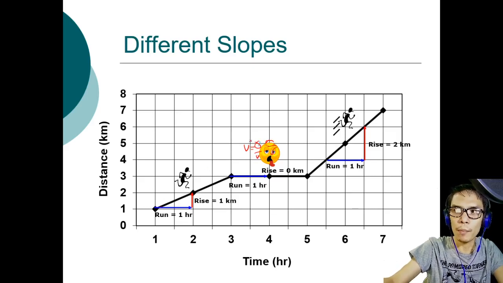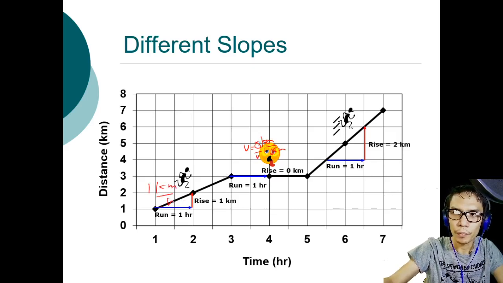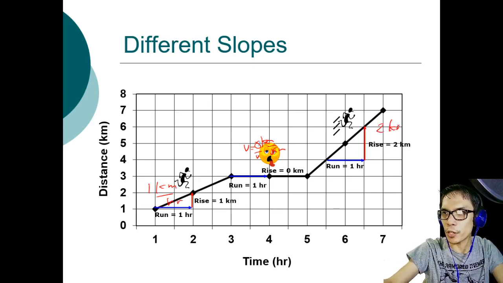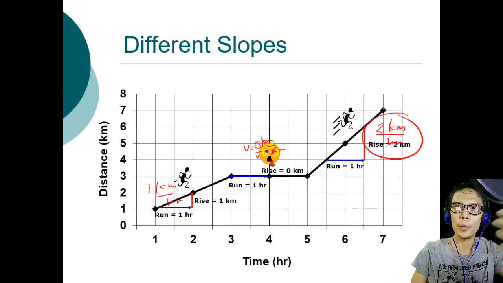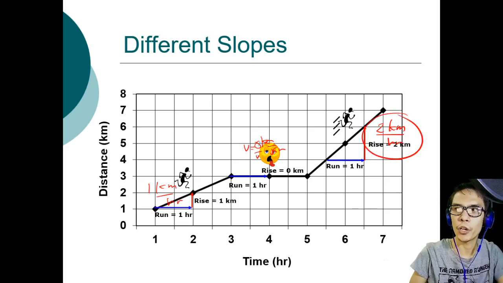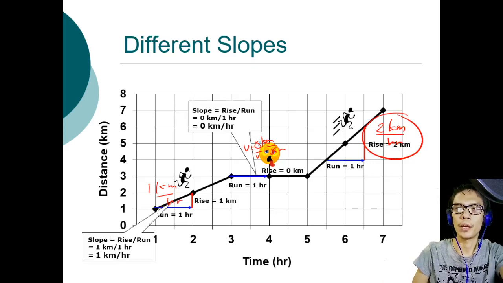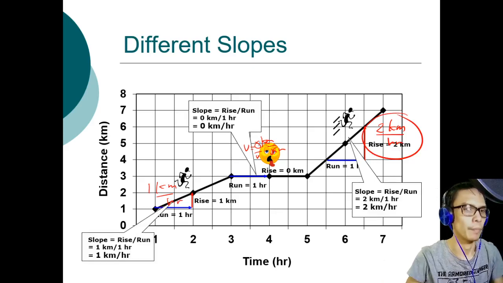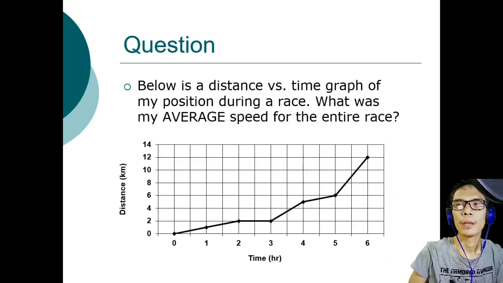Or kilometers per hour, rather. Meanwhile here, we have 1 kilometer per hour. And also, if you have right here, we have 2 kilometers per hour. So that's how you compute your velocity at different slopes. There you go. Okay, next one.